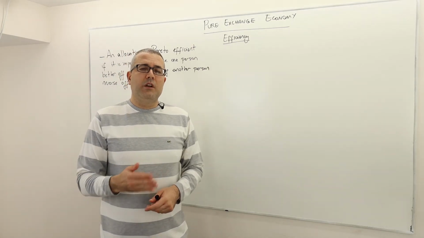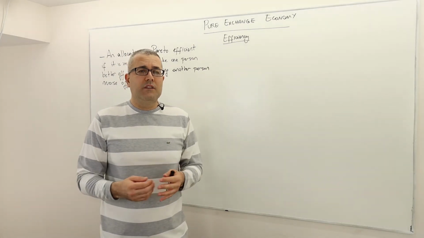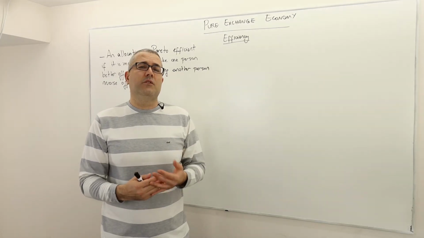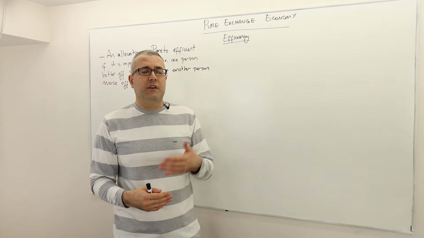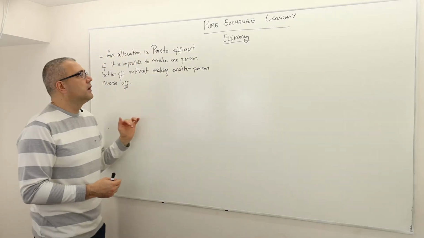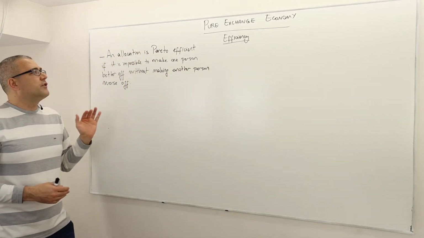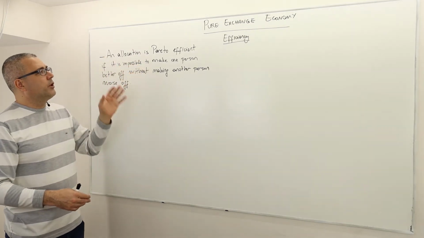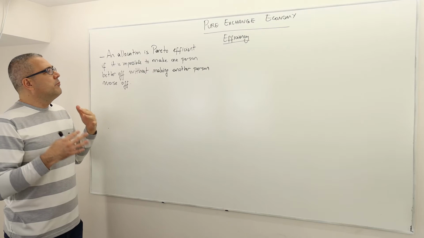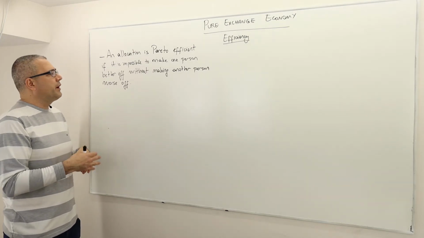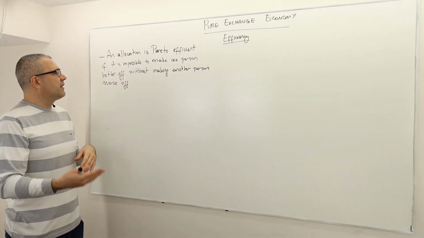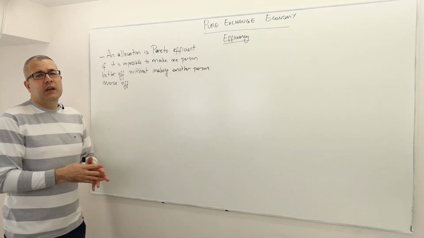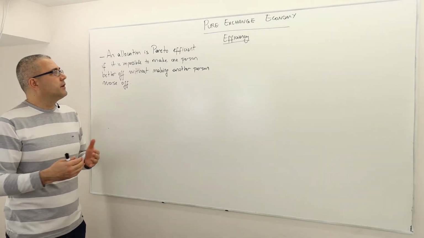In this episode, we're going to talk about the very important concept of efficiency, which is also known as Pareto efficiency. So here is the informal but intuitive definition of Pareto efficiency. An allocation is called Pareto efficient if it is impossible to make one person better off without making another person worse off. So this is another way of saying improvement is impossible.